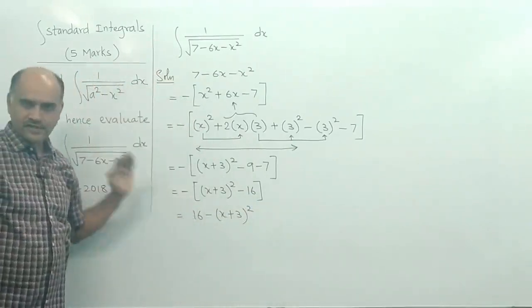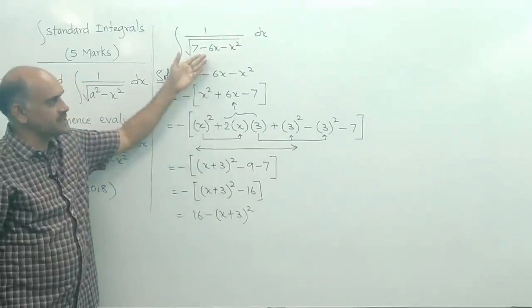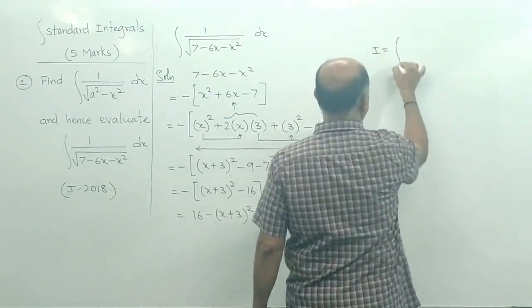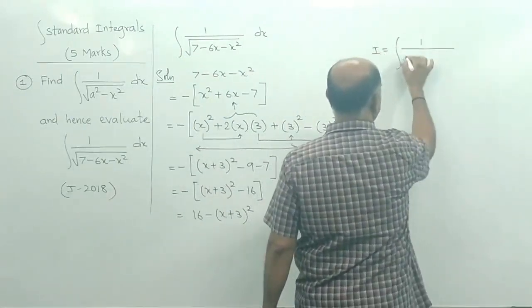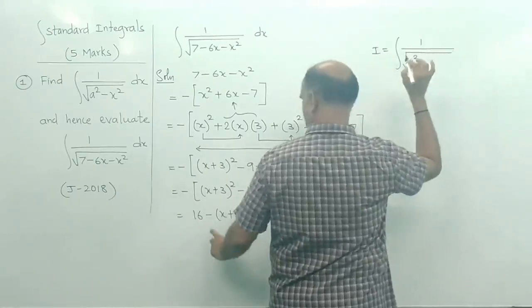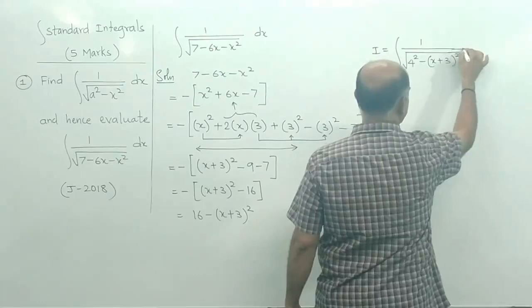So 1 mark for this, conversion to a perfect square. Now substitute this and apply the formula. Therefore, I is equal to integration of 1 by root of 16, I will write it as 4 square minus x plus 3 whole square dx.